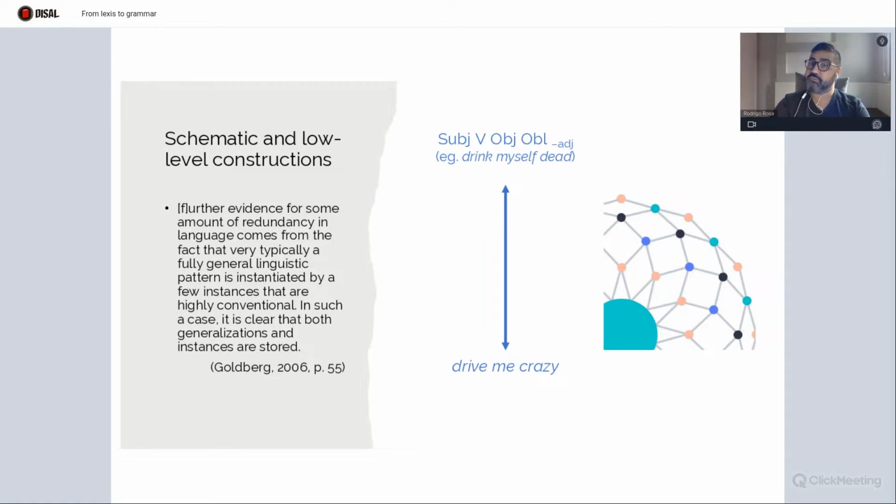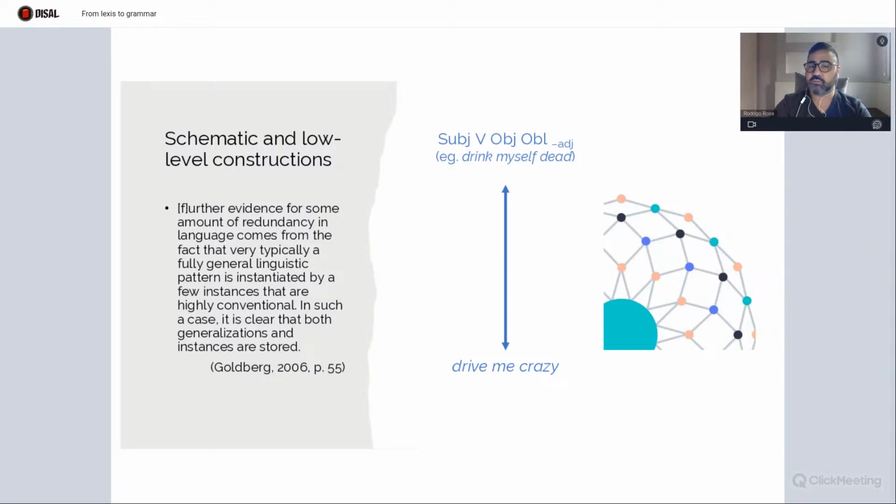Okay? What is the relationship between schematic and low-level constructions going to say? They're basically going to say the following. If you take a look at drive me crazy, you're going to see that this is an instance. What is an instance? It's an example, right? This is an instance of a more schematic construction. What is this schematic construction? It is subject, verb, object.